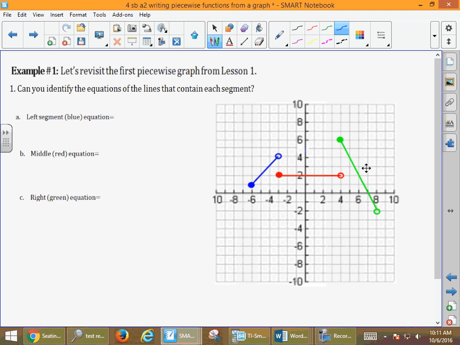And when we look at this, we want to identify two parts. We want to identify the slope, which we abbreviate as m. And we also want to identify the y-intercept, which we abbreviate with b. So we're going to put these lines in slope-intercept form. So when we look at the blue segment, what's our slope?